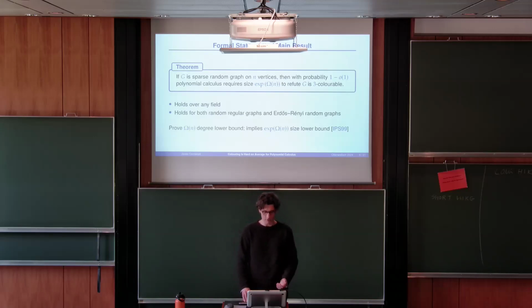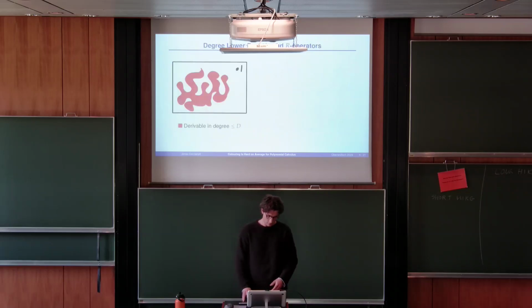And the way we prove it is by proving a linear degree lower bound, which by known results will imply an exponential size lower bound. So for the remainder of the talk, I'll try to sketch how you prove polynomial calculus degree lower bounds. Essentially, we're interested in the set of polynomials you can derive in degree at most d. And we want to, in particular, show that 1 is not a member of this set.